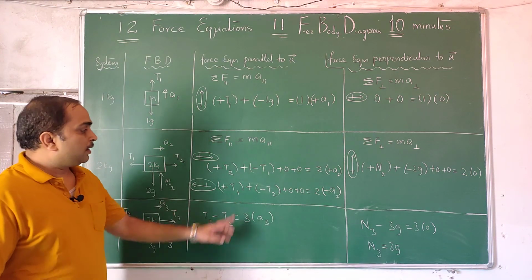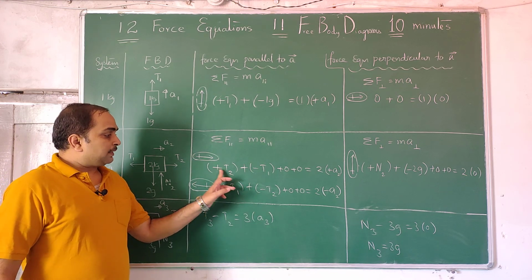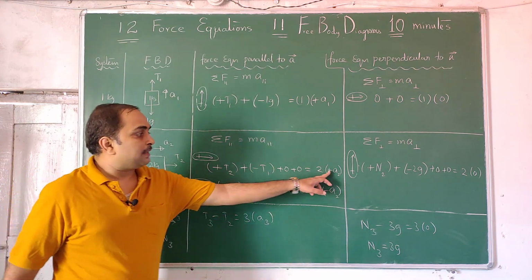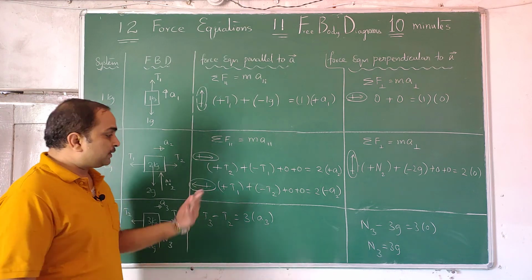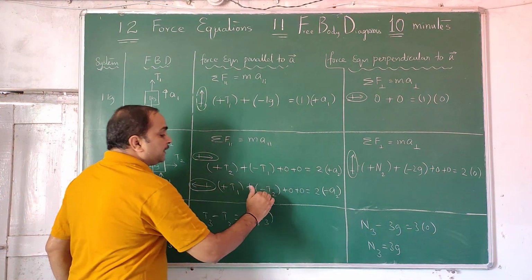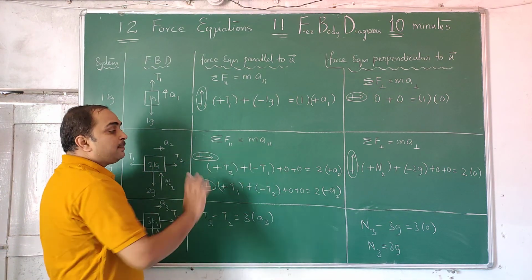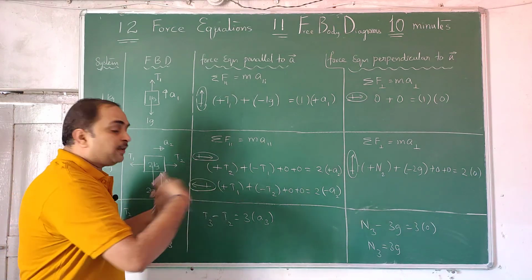See here now. This equation and this one, plus minus plus minus plus minus, everything is opposite. So it also gives the same. You take T1 that side, T2 that side, and 2A to this side. You will get the same equation. So whether you take right side or left side doesn't matter.